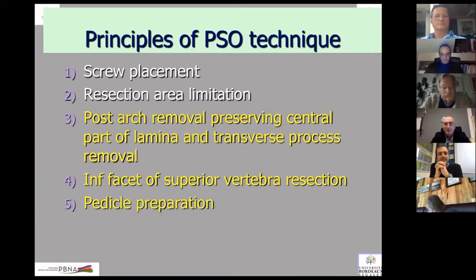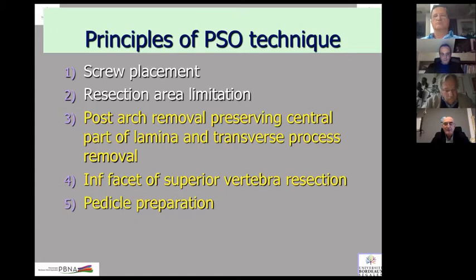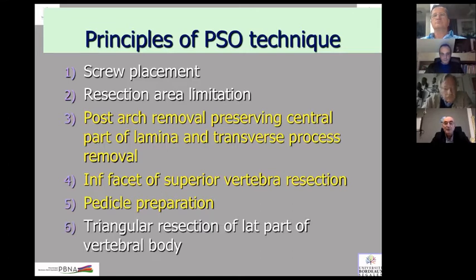The pedicle preparation is, of course, very important. And inside the canal, you have always a lot of veins there, epidural veins that you have to coagulate to avoid bleedings. Then you perform your triangular resection of the lateral part of the vertebral body. And finally, the posterior wall resection and the resection or the compression of the osteoporotic bone inside the vertebral body to create a strong anterior wall in your body.